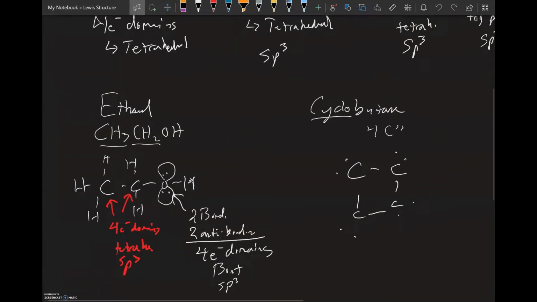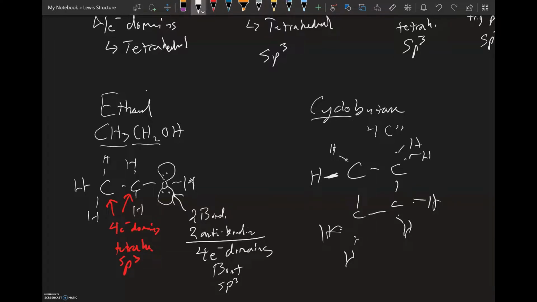So in cyclobutane, it's going to have 2 hydrogens to each carbon here. So you have a hydrogen here, single bonded. You have another hydrogen here, and hydrogen, hydrogen, and so on and so forth all the way around. Now, we're just going to look at one carbon here because it's symmetrical all the way around. You could look at all the carbons, but it's not necessary because they're all the same. So this carbon has 4 electron domains, and therefore it is a tetrahedral arrangement along with sp3 hybridization.